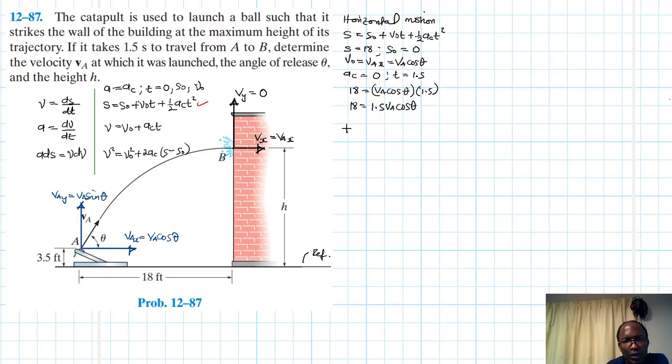Right, let's go to the vertical motion. Mind you, we have three unknowns.